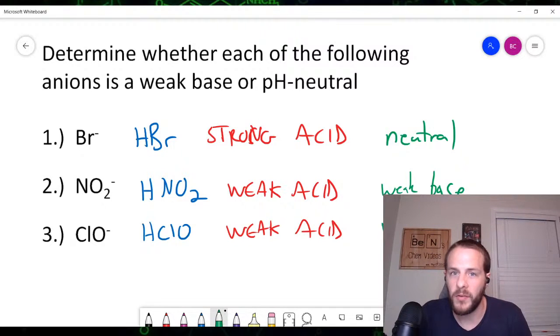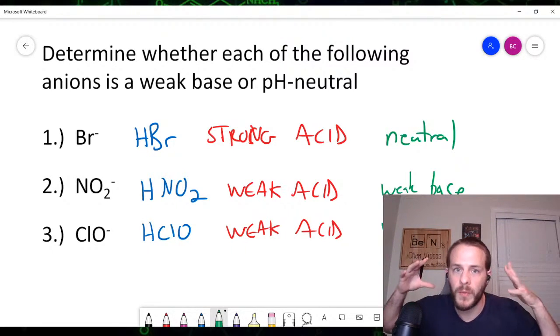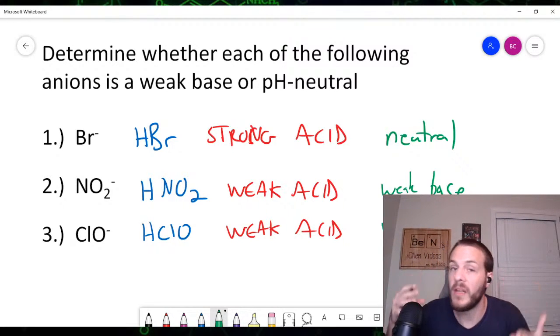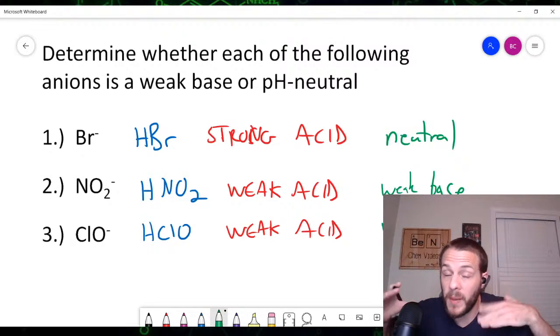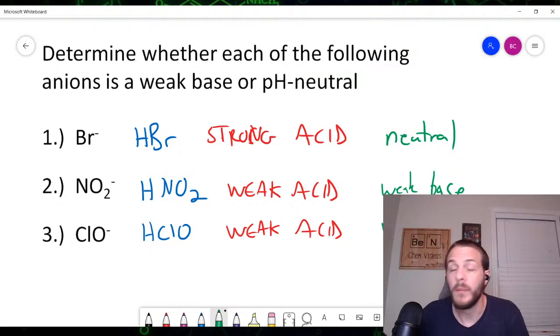So really, all these problems are just about being able to tell if an acid is a strong acid or a weak acid, which you should know upon repeated exposure to problems like these. And then understanding the relationship: if the anion is the conjugate base of a strong acid, then it's pH neutral. If the anion is the conjugate base of a weak acid, then it's a weakly basic anion. So I think that's pretty straightforward.